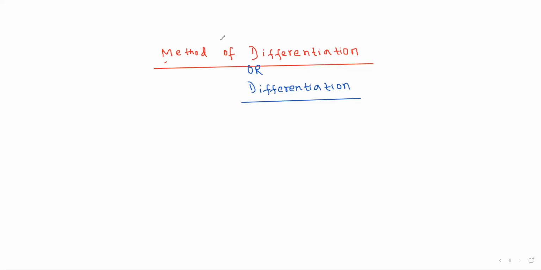Okay, beta. This is a very important chapter, but I will start first, and after completion of differentiation, I will start the chapter called functions.